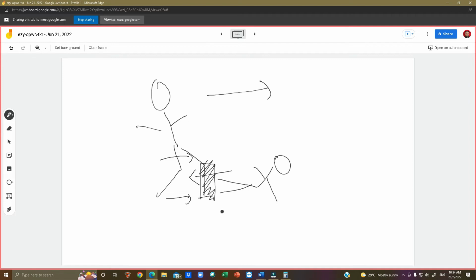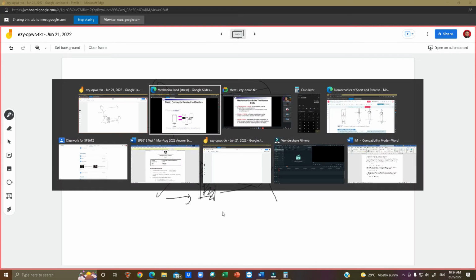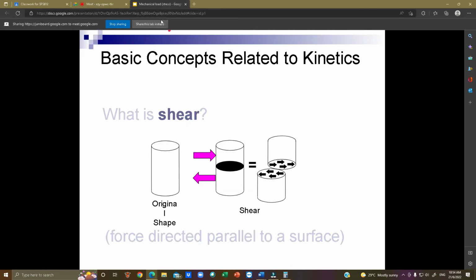Itu shear force, or the third principal type of stress that is always subjected to our body. Force directed parallel. Compression and tension, force acted in terms of axial. Ini kita panggil sebagai principal stress. Okay, this is known as principal stress.